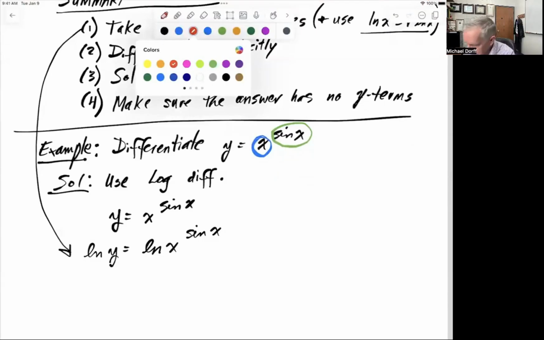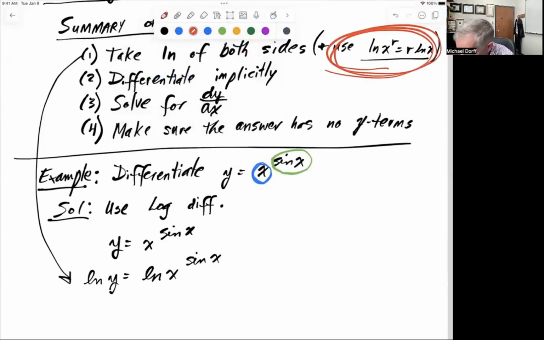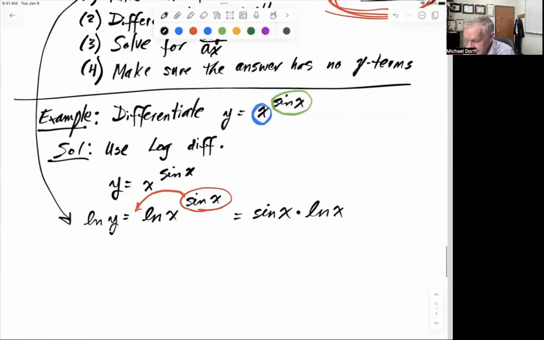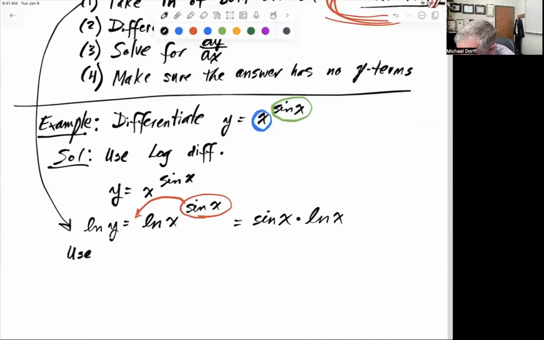Well, I can now use this log rule that I had circled in red there to take this sine x that's in the exponent and bring it out front so that I get sine x times natural log of x. So now I have that. Now that's really great because I've gotten rid of the x in the exponent. So I can use step 2, which is to use implicit differentiation here.